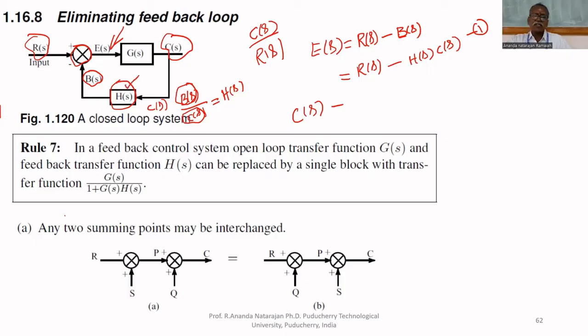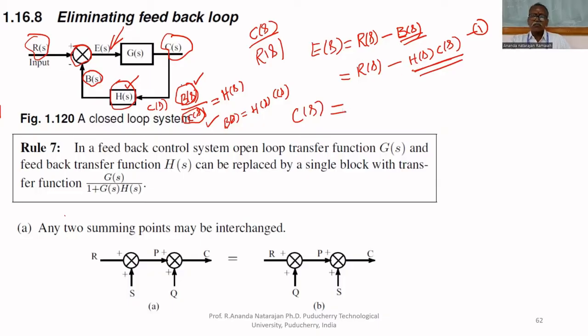What is the transfer function? H of S. What is the output? B of S. What is the input? C of S. Therefore, B of S equals H of S multiplied by C of S. That's why, instead of B of S, I wrote H of S multiplied by C of S. Any doubt at this point? B of S can be written as H of S multiplied by C of S.